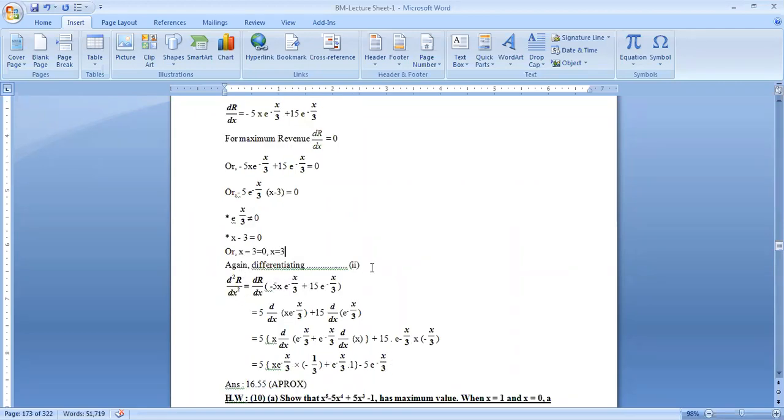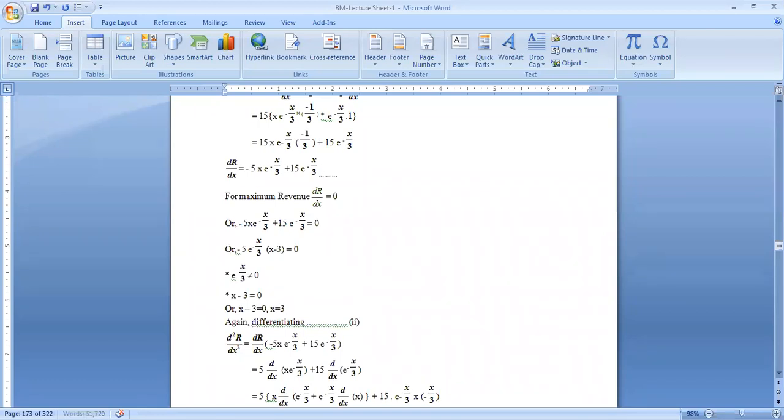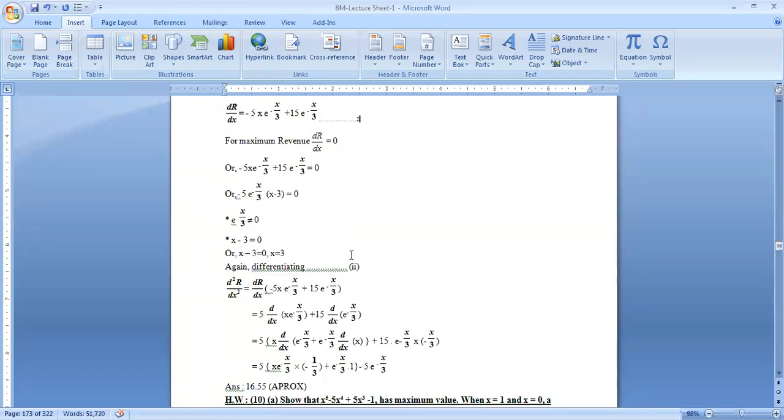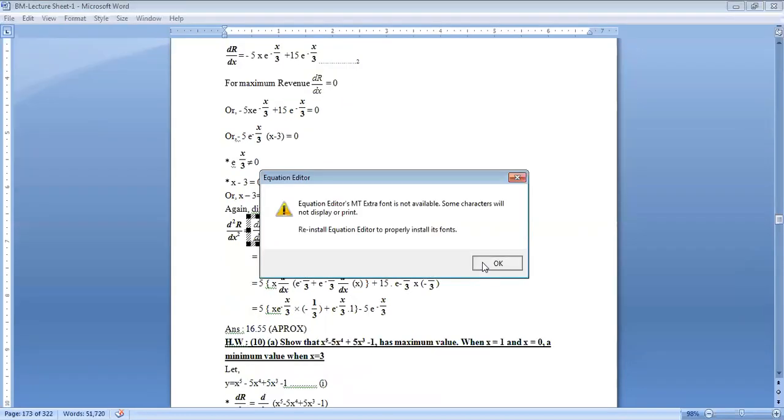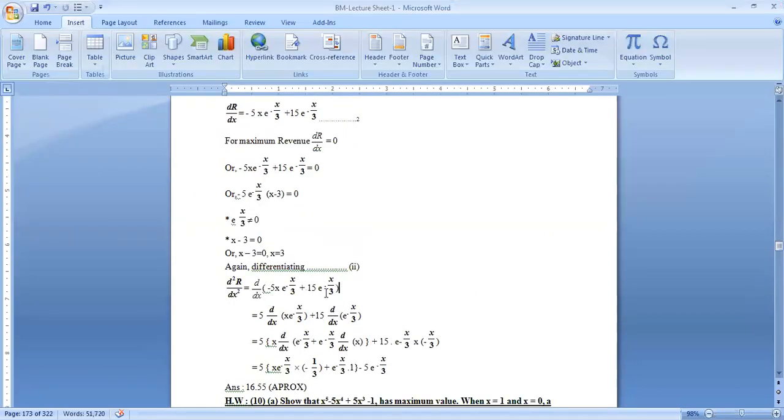This is equation number 2. Again differentiating equation 2, d square R by dx square equals, taking d/dx on both sides, d/dx of dR/dx. Now similar process: x into e to the power minus x by 3, plus 15 d/dx of e to the power minus x by 3.